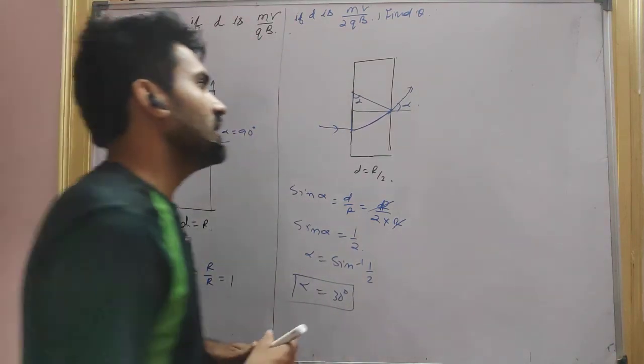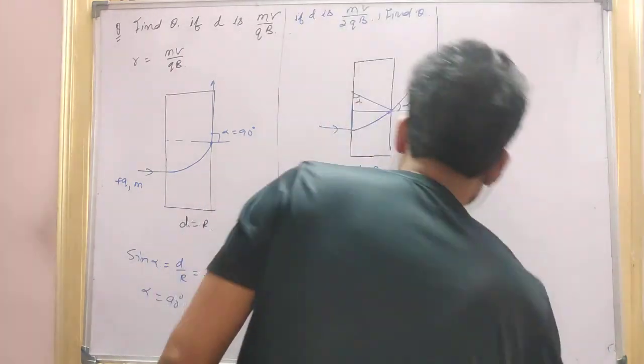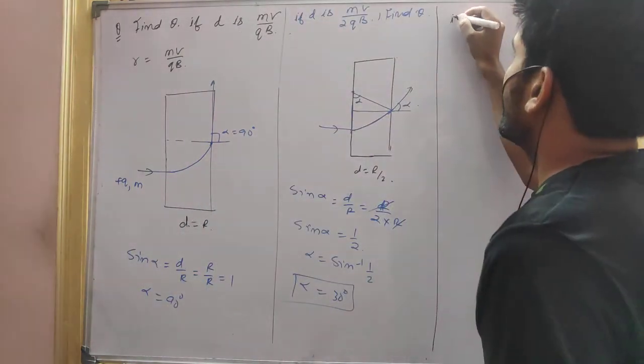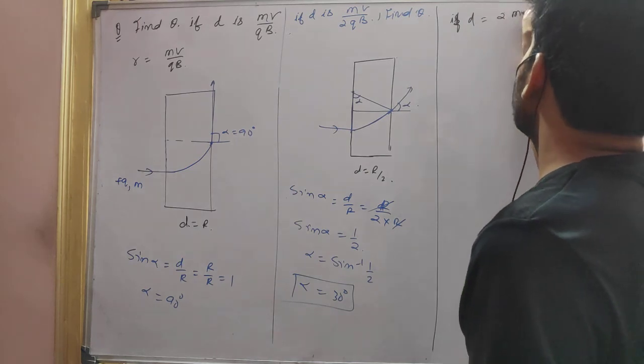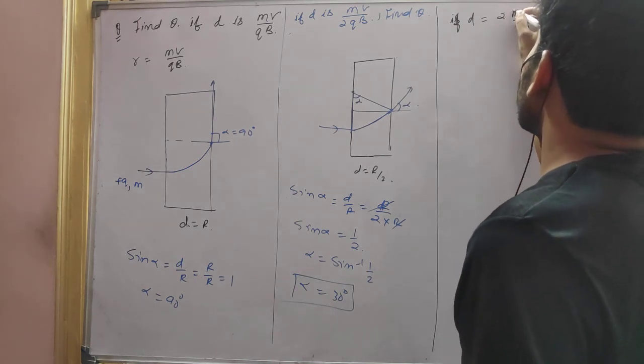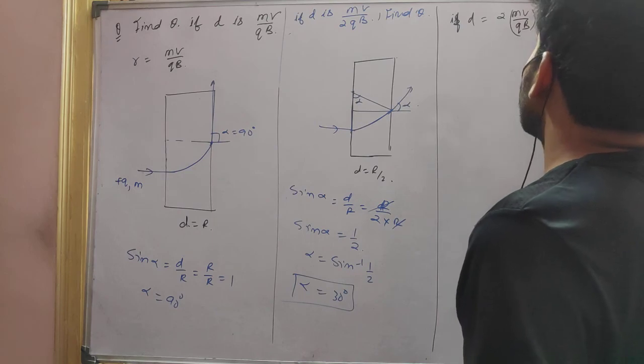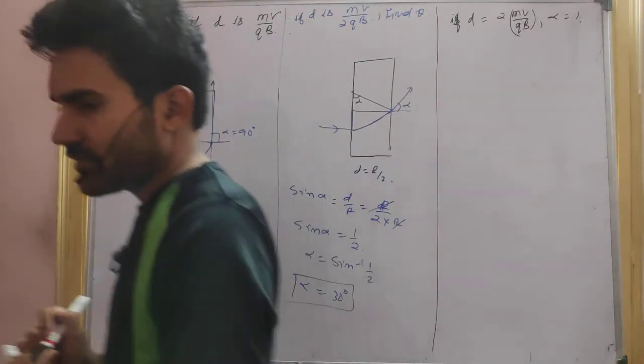So homework for you guys, just try this. If the d value is 2 into mv by qb, find alpha. This you have to try.